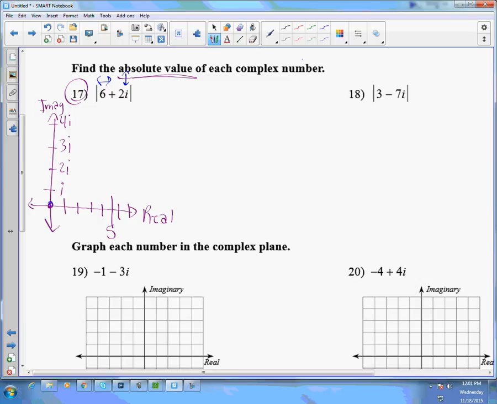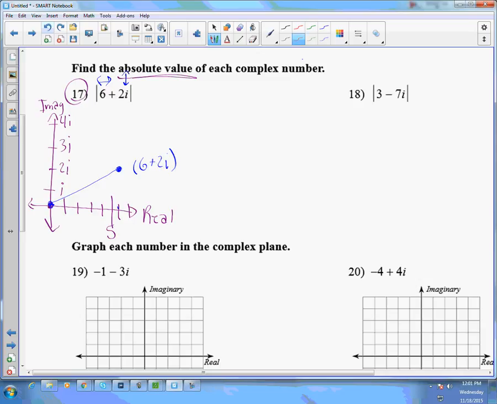Caitlin, can you tell me how much you move away from the origin to graph 6 plus 2i? Right, 6 right, up 2. That makes sense because they're positive. Right and up is positive. Left and down is negative, just like your normal graphing. So that's the point 6, 2, or 6 plus 2i. Now the distance from the origin to that point is what we're finding. Absolute value is that length.